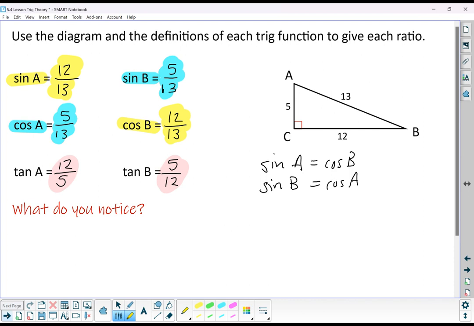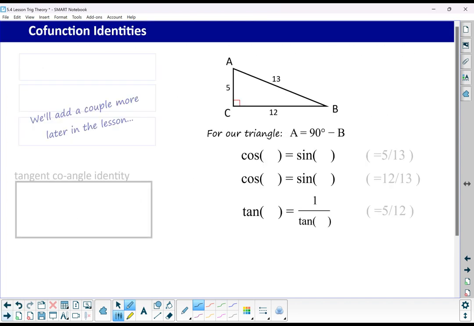So let's formalize that a little bit. Another thing that you might notice looking at this triangle is that we do know that angle A and angle B together add up to 90. All of the angles add up to 180, and since angle C is 90, that means A plus B has to also be 90. All right, so cofunction identity. A second ago, we said that the cosine of angle A is equal to the sine of angle B. Those are both equal to 5/13, and that the cosine of angle B is equal to the sine of angle A, and that the tangent of angle B is equal to 1 over, or the reciprocal of, tangent of A.